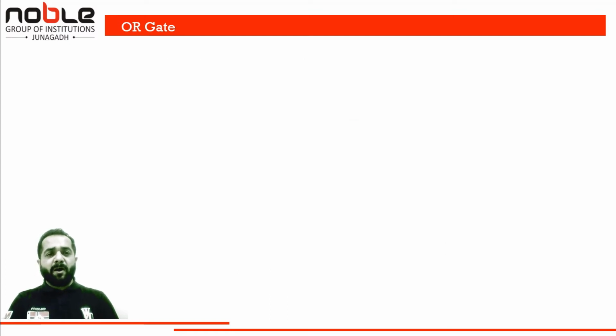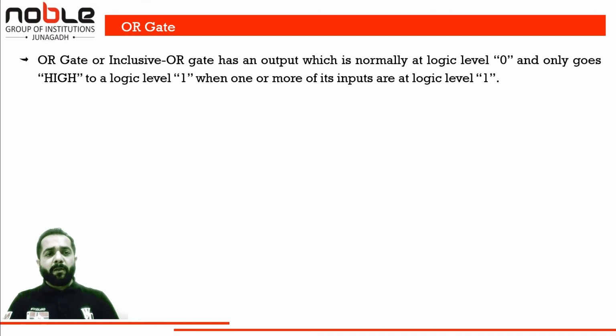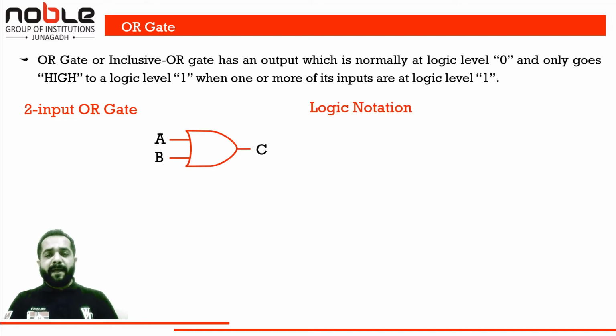Now let's move on to the OR gate. An OR gate or inclusive OR gate has an output which is normally at logic level 0 and only goes high to a logic level 1 when one or more of its inputs are at logic level 1. The symbolic representation of the two input OR gate is mentioned here. We can see there are two input leads, A and B, while the output lead is called C. The Boolean algebra or logic notation of the OR gate is C is equal to A plus B.